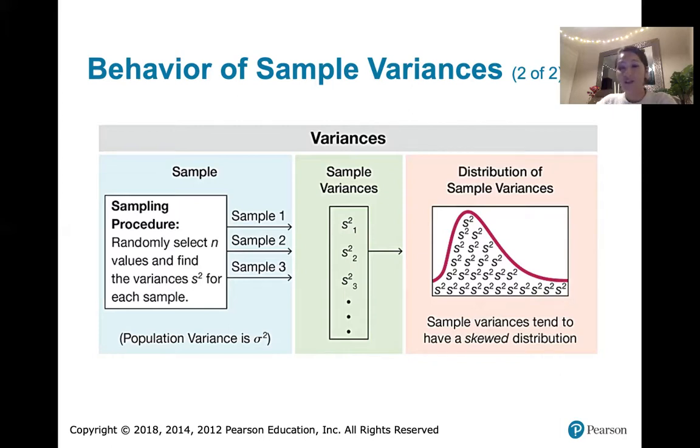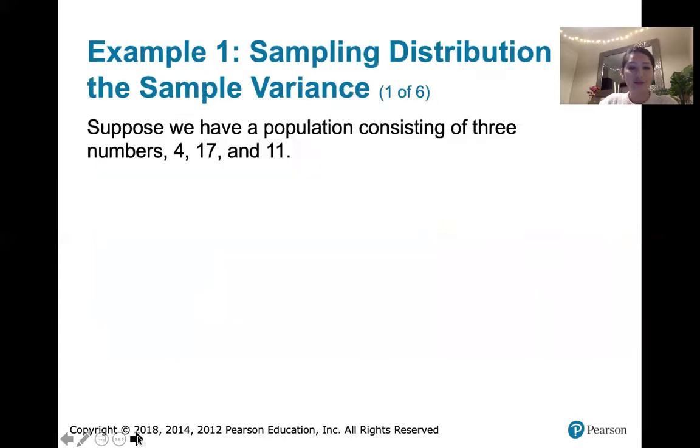It turns out that when you look at that distribution, you'll see that the sample variances tend to have a distribution that looks like this. It's skewed to the right and has a long right tail. But if you find the mean of those sample variances by taking each sample variance, multiplying by the probability that you get that particular sample variance, and then adding them together, it turns out that the mean of the sample variances is actually equal to the population variance. So sample variances are unbiased estimators.